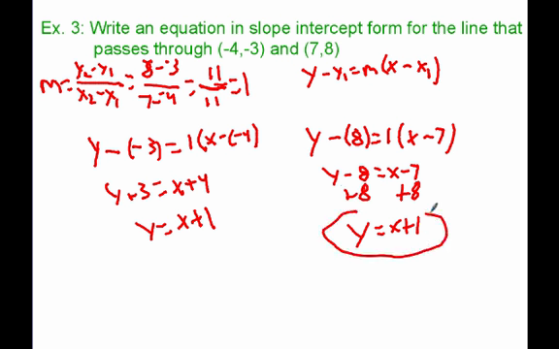When I come out to slope-intercept form, the slope-intercept form of this line is simply y equals x plus 1. So I found the slope, I plugged my information into the point-slope form, and then I worked it out to slope-intercept form.